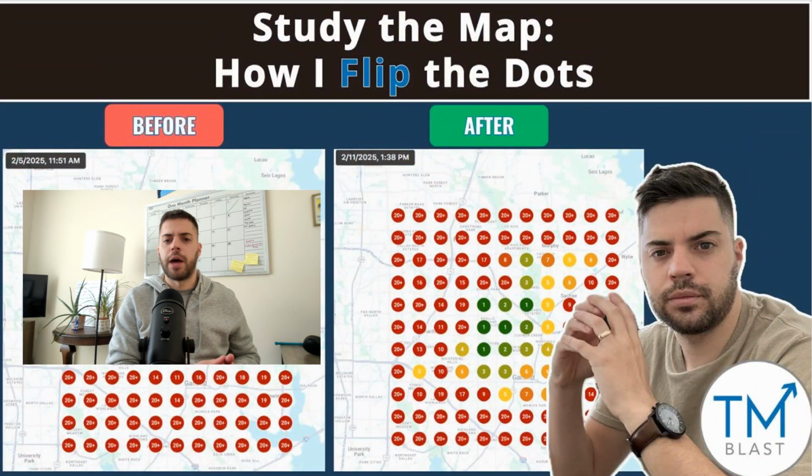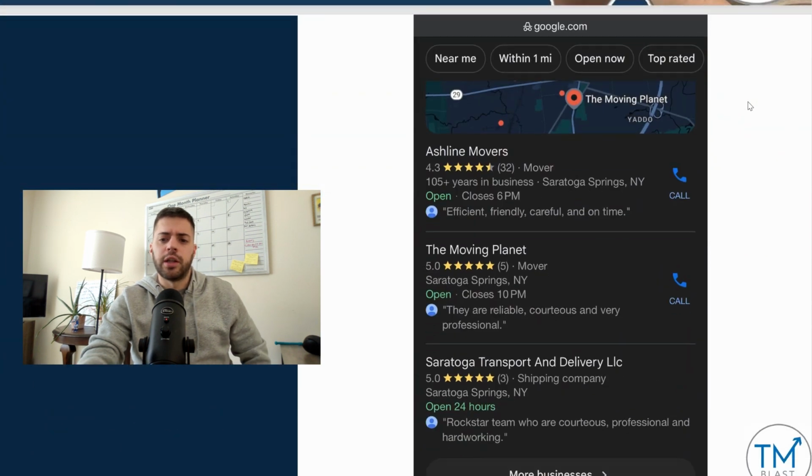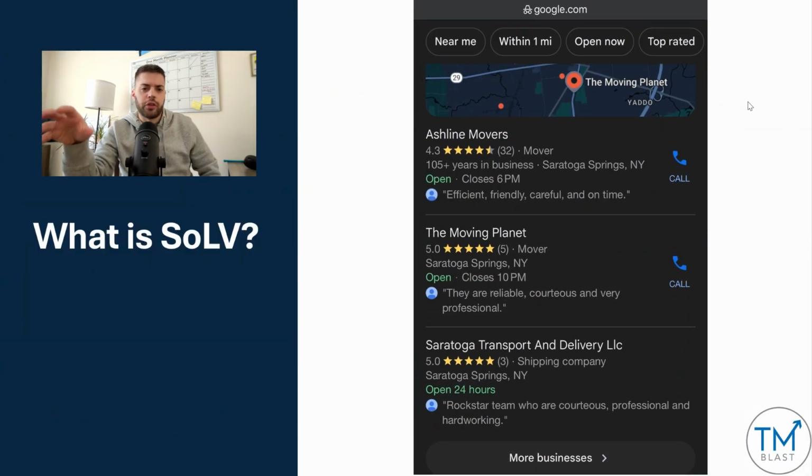This is how I study the map for my local SEO clients and how it gets them more impressions, phone calls, and website clicks for their target keywords for their business. So to start, the metric that I care most about for all of my local SEO clients is SoLV. That stands for Share of Local Voice.